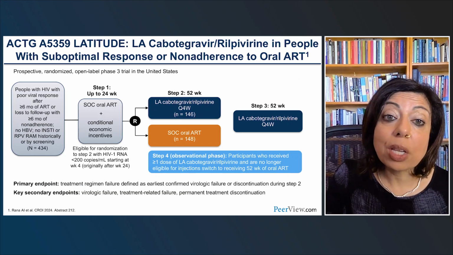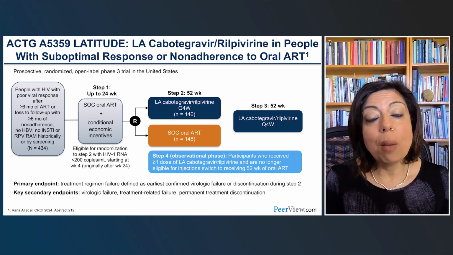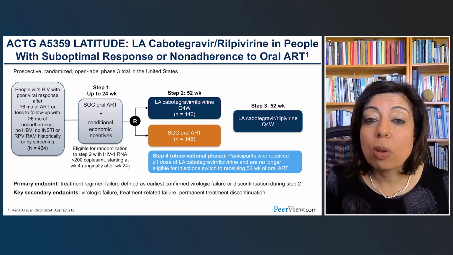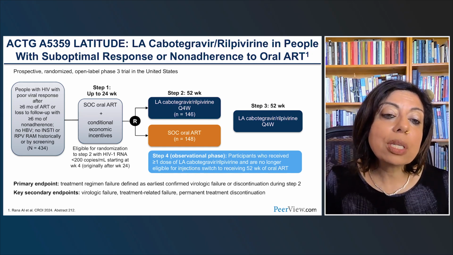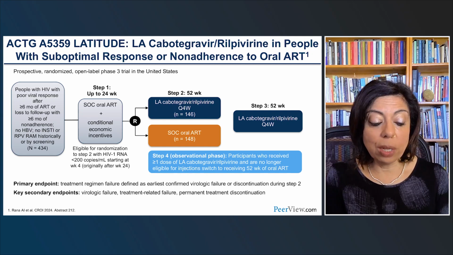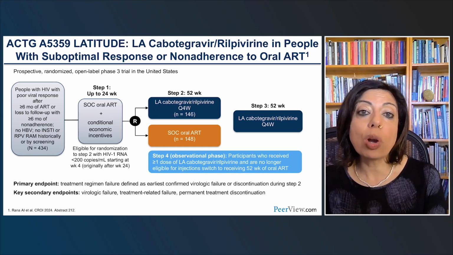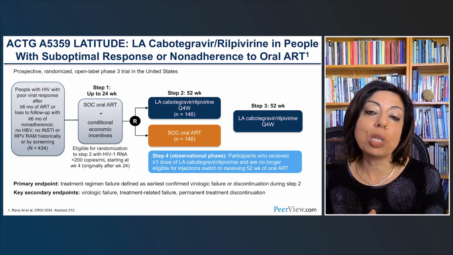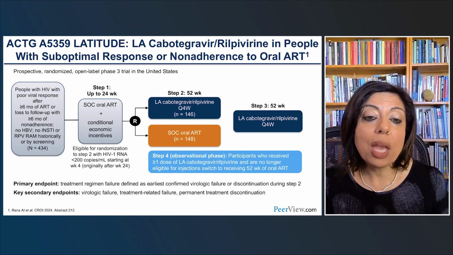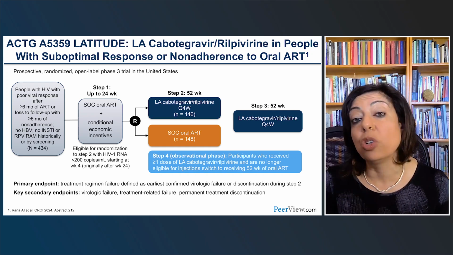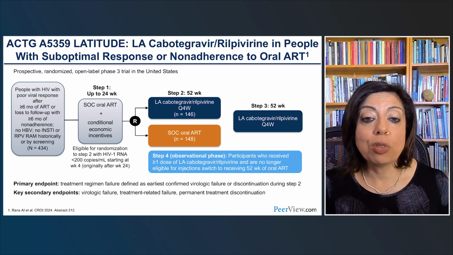So what about data from randomized controlled studies? Well, we now have data that was presented at CROI 2024 about the use of long-acting Cabril in adherence challenge populations. This was the ACTG 5359 or LATITUDE study, and the design of this study is shown on this slide. But actually, anyone who had adherence challenges was not first put on cabotegravir rilpivirine. Step 1 of the protocol, for 24 weeks, was to first get those individuals in the study suppressed on oral ART with conditional economic incentives. And then step 2 of the study was to randomize to either staying on oral ART or switching over to long-acting cabotegravir and rilpivirine. And then step 3 was to go out to 52 weeks.